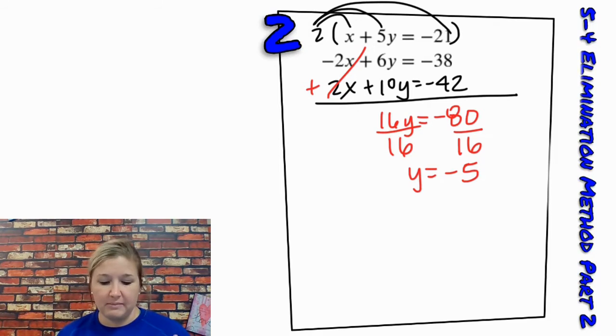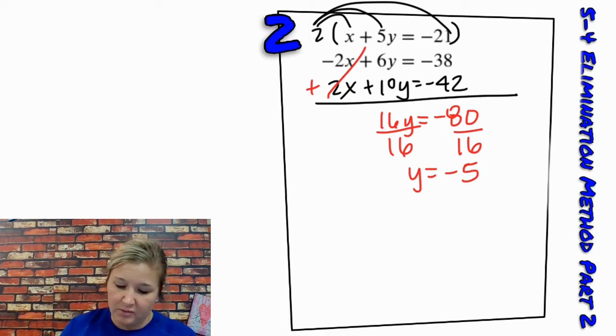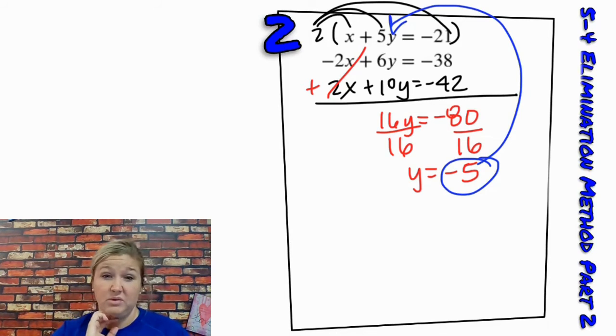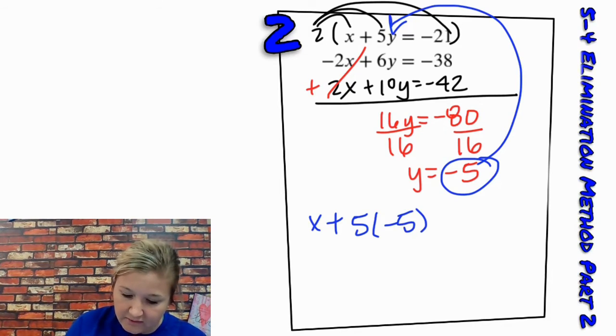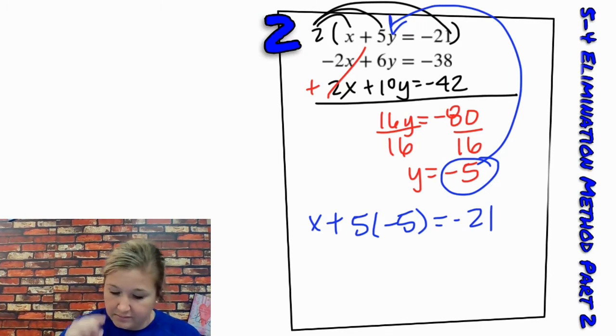So then I can take my negative 5 and plug it into any equation I want. I'm actually going to plug it into the top equation again. So I'm going to take this negative 5 and plug it in for y, because that's what y is equal to. So I'm going to have x plus 5 times negative 5 is equal to negative 21.